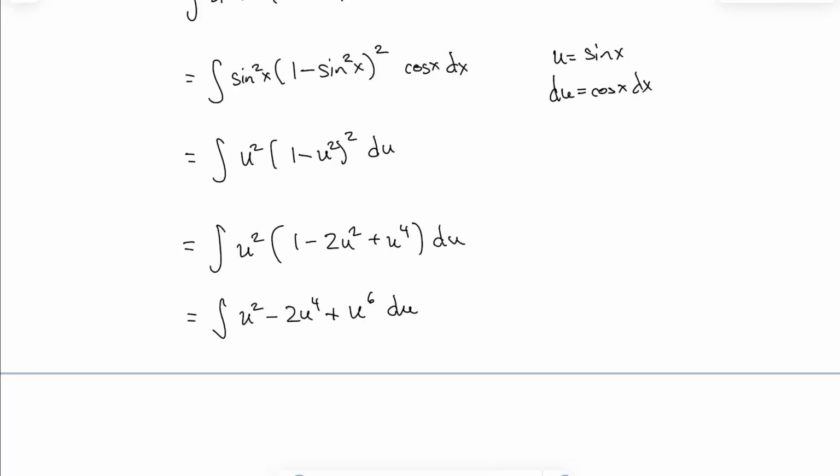Do you agree this is a weird trick? I feel like it is. All right. But anyway, do the integral now, right? This is an easy integration to do.